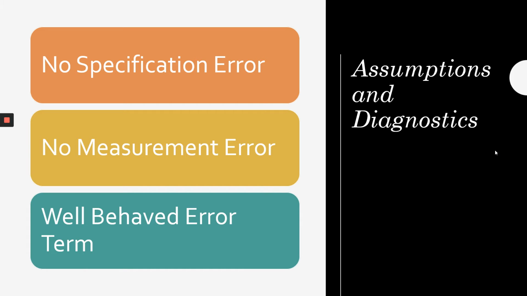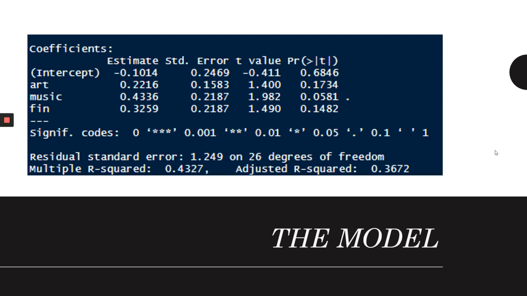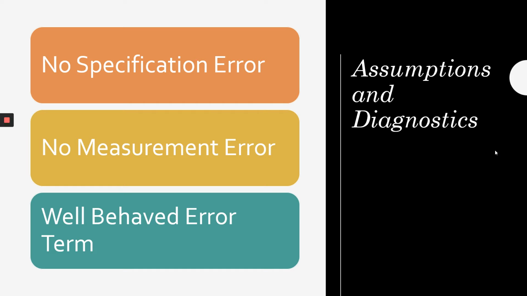First is that there's no specification error. Essentially, is our model linear? Do we use the x's to predict y's and not vice versa? By looking at our plot here, we can probably guess that our model is pretty linear. The data follows a straight line, and we are using those x's to predict y.